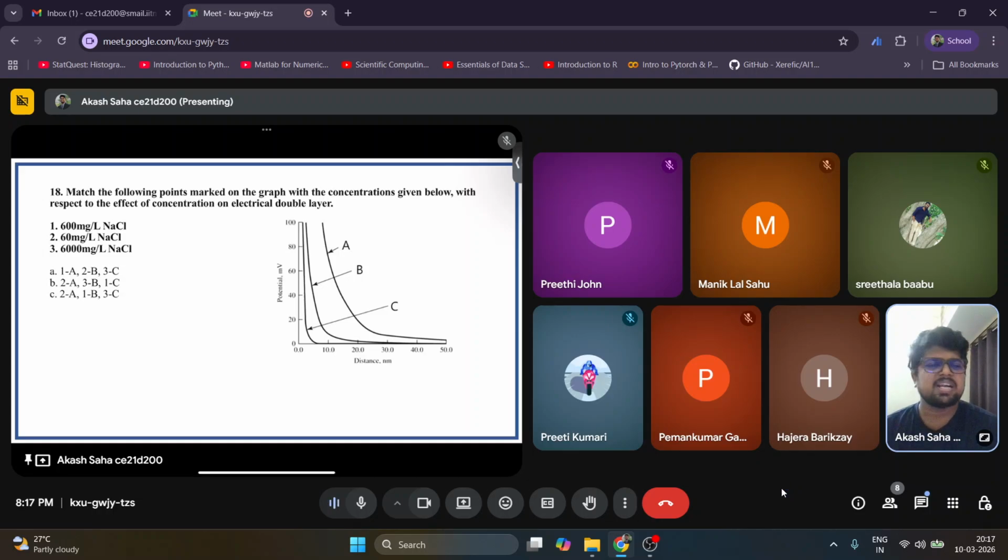Okay, so here is another small conceptual problem. Match the following points marked on the graph with the concentrations given below, with respect to the effect of concentration on the electrical double layer. So we have different concentrations as 1, 2, 3: 60, 600, and 6000 milligram per liter of NaCl. You have to identify what kind of curve will be formed for the potential versus distance.